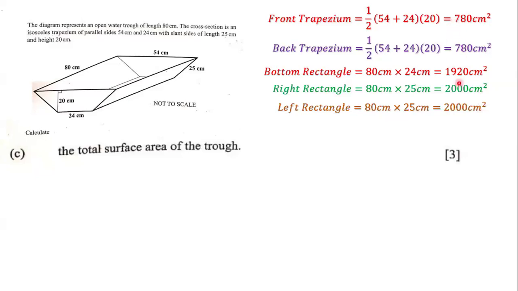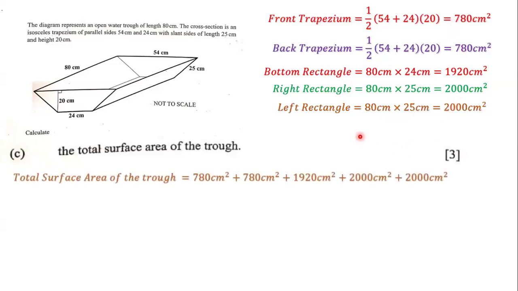We have all these areas and we need to figure out the total surface area. So we're going to say 780 centimeters squared plus 780 centimeters squared plus 1,920 plus 2,000 plus 2,000 gives us the total surface area of the trough, which is 7,480 centimeters squared. And that's the answer to this question. That is the total surface area of the trough.